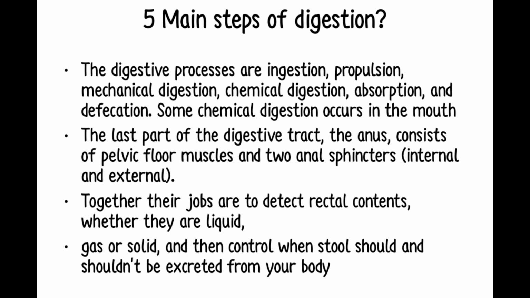The anus consists of pelvic floor muscles and two anal sphincter muscles, internal and external sphincter muscles, which will be controlled when you are passing the stool or controlling the stool. That is controlled by the sphincter muscles. Together their job is to detect rectal contents, whether they are liquid, gas, or solid, and then control when the stool should or should not be excreted from our body. Last step in digestion: undigested materials are removed from the body as feces.